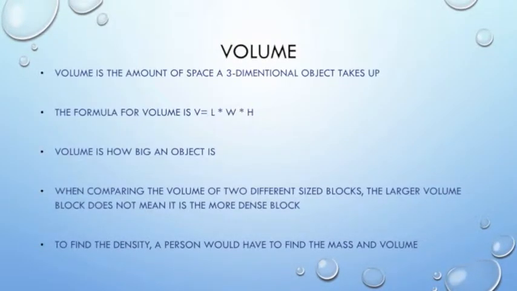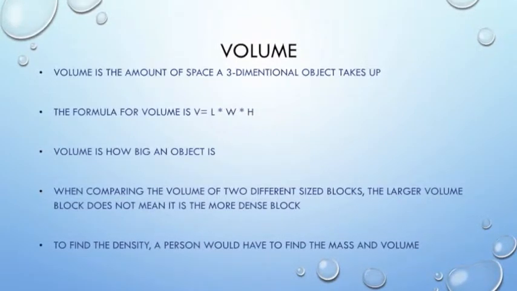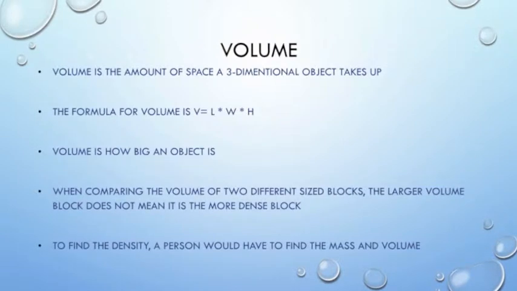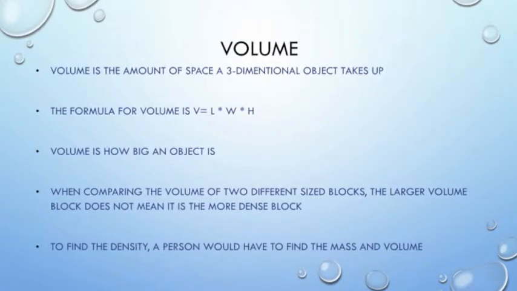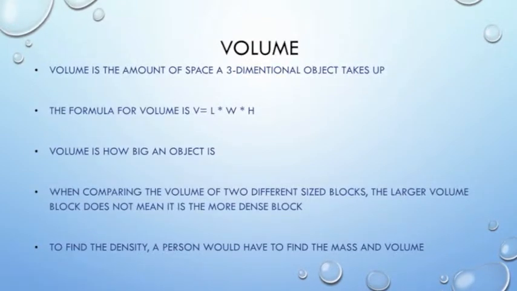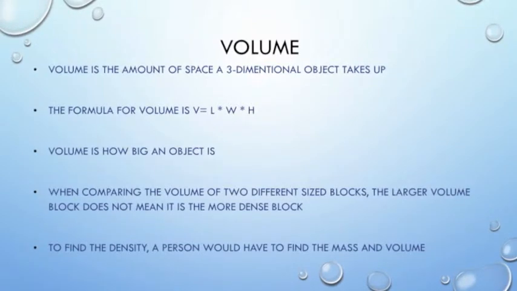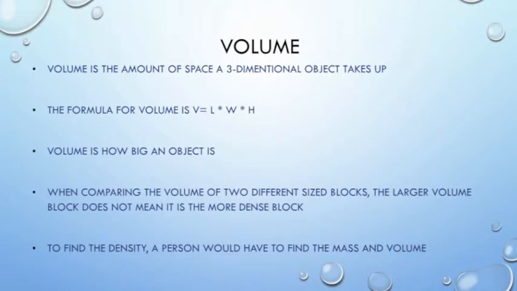Volume is something important to understand when we're learning about density. Volume is just the amount of space that's taken up in a 3D object. The formula for volume is volume equals length times width times height. It's just something you've already learned in a math class, but we're going to take it into terms with density. And volume is just exactly how big an object is. So it's the amount of space an object takes up.